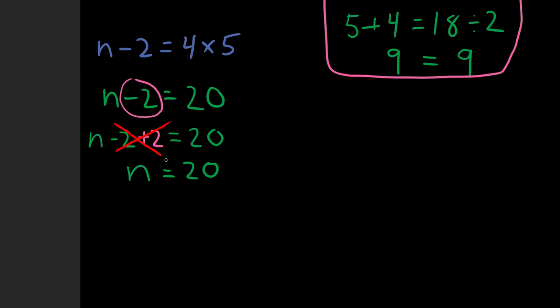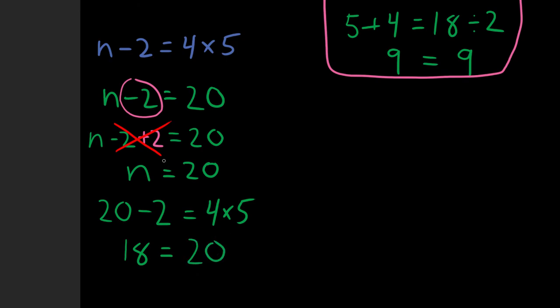So now I figure out that n, my mystery number here, is 20. Let's plug it in and see if it works. 20 minus 2, plugging into this equation here, equals 4 times 5. 20 minus 2 equals 18, and 4 times 5 equals 20. Is that true? No. So I definitely did something wrong here. What did I do wrong?